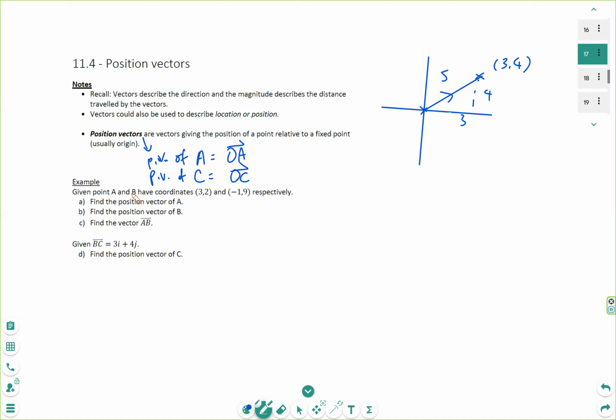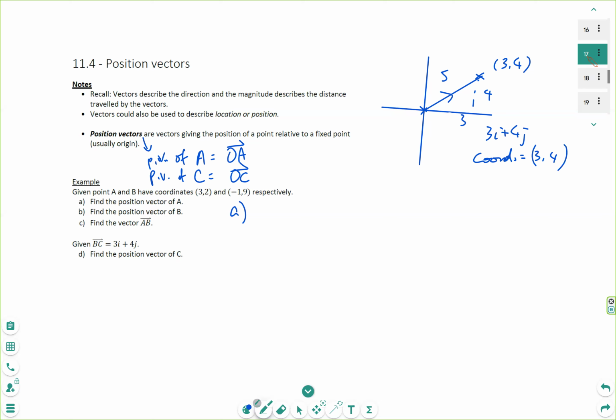Given that the points A and B have coordinates 3, 2 and minus 1, 9 respectively, find the position vector of A. So for example, in the previous one, when we traveled 3i plus 4j, the coordinates become 3, 4. Sorry, not the position vector, the coordinates become 3, 4.